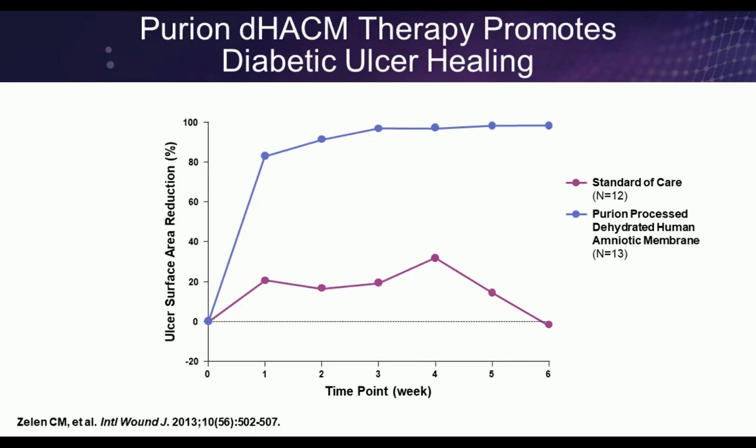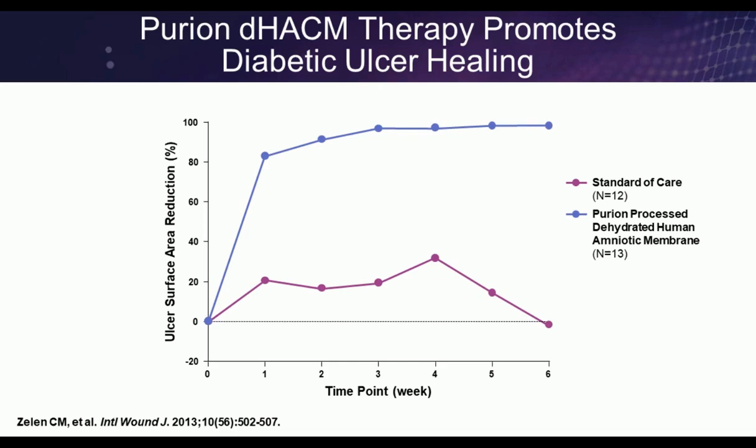So once the wound bed is properly prepped, then when you add a PBA, placental-based allograft, the data shows that these wounds do heal faster. In this case, this is a cohort of patients with diabetic ulcers that are either treated with standard of care or with the Purion process dehydrated human amnion chorion membrane. And in this study, you can see the massive difference in healing.